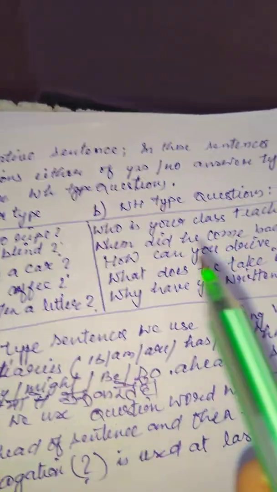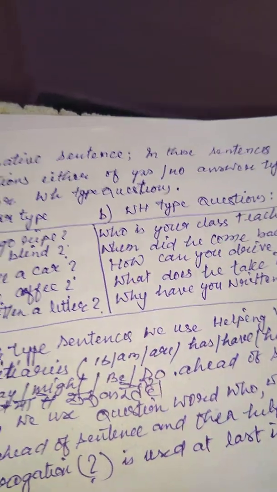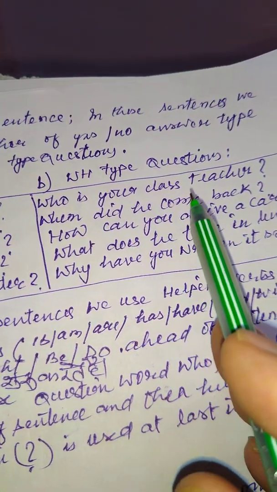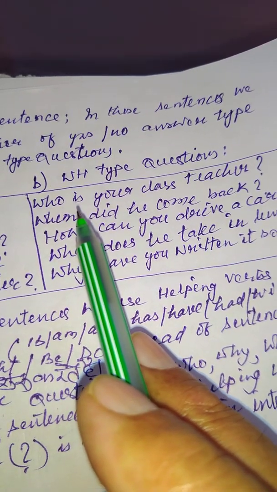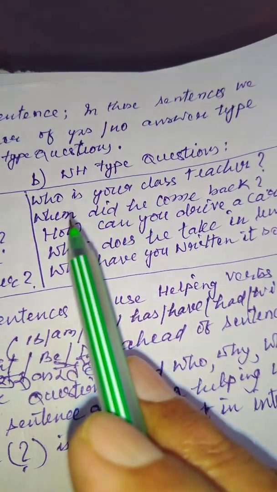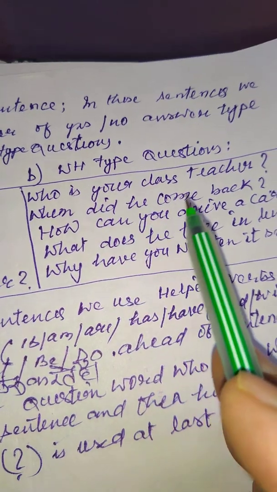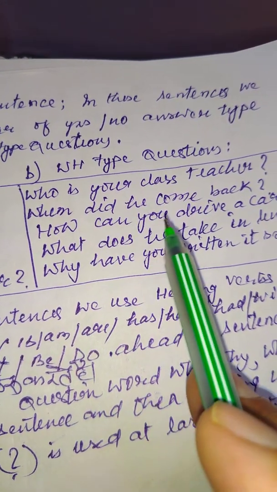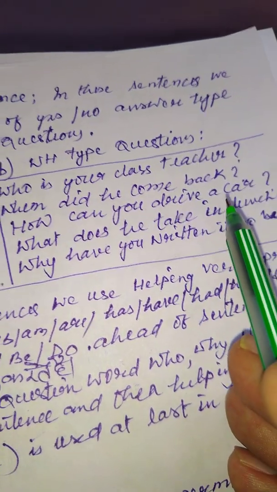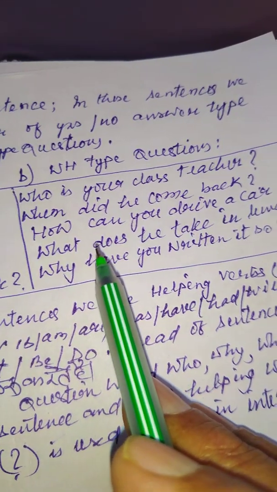And when we type of WH type questions, see, who is your class teacher? आपका कक्षा अध्यापक कौन है? When did he come back? वह कब वापस आया? How can you drive a car? तुम कार कैसे चला सकते हो?